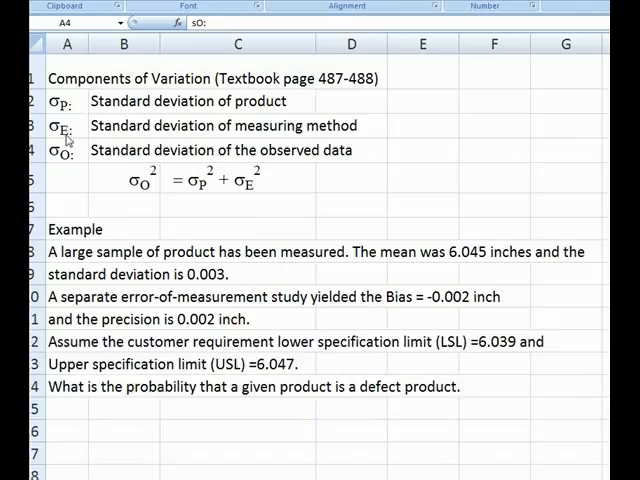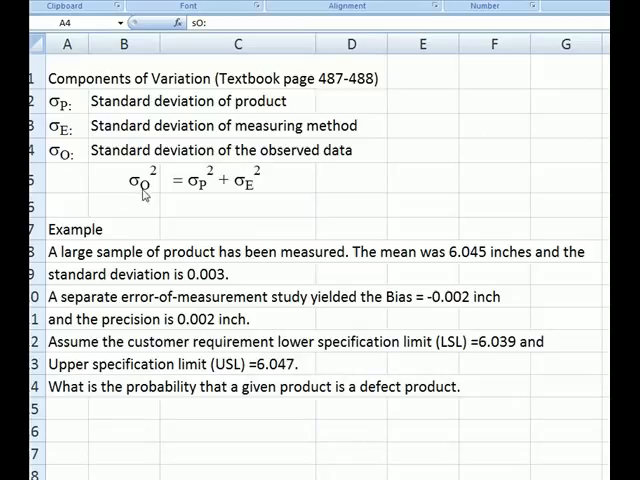Sigma e is the standard deviation of the measuring method, for example, the equipment or the method. And sigma o is the standard deviation of the observed data. And there is a relationship between these three standard deviations.